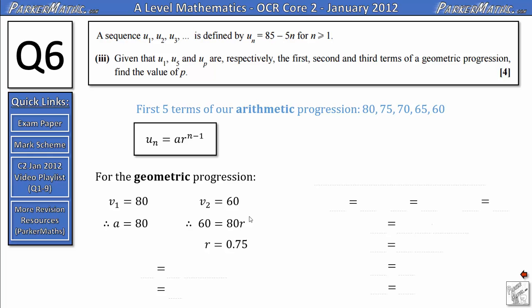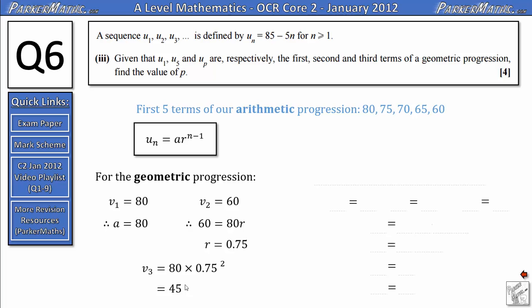Now that I know r, I can think about the third term of my geometric progression. To get the third term, I can use the formula up here for a geometric progression, and it says that to get term n, you do a multiplied by r to the power n minus 1. So in our case, if we're trying to find V3, we're going to put a in as normal, that's 80, and r will be 0.75, and n minus 1, because n is 3, that's just going to be r squared. Putting that into your calculator would give you 45.